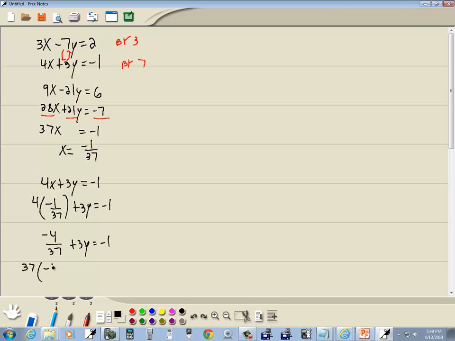I'm going to multiply everything by 37 to get rid of that fraction. So 37 times negative 4 over 37, 37 times 3y, and 37 times negative 1. Well, these 37s cancel, and I got negative 4 equals 9 plus 11... Oops, not a plus. Let's try it again.